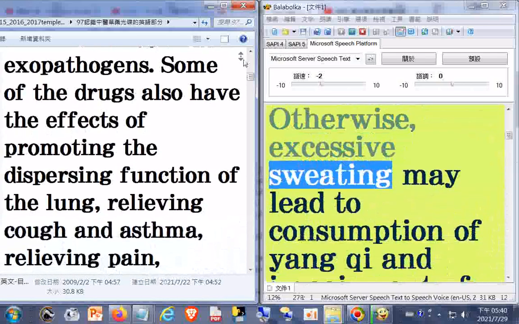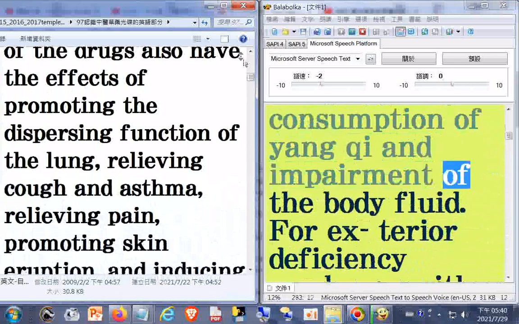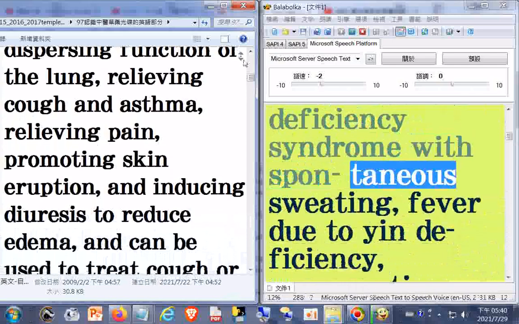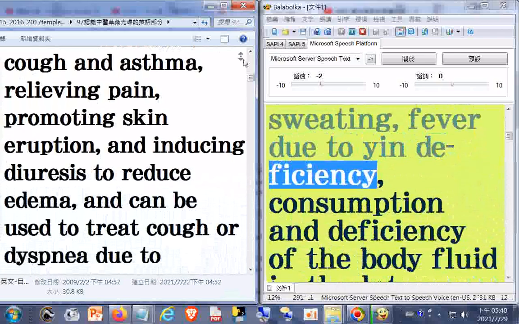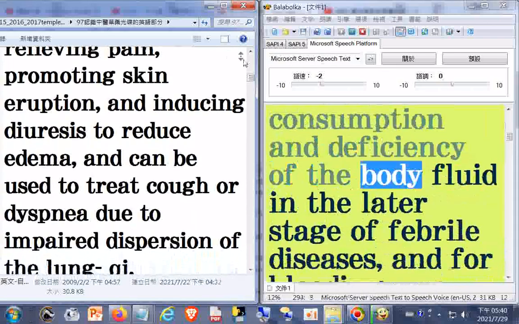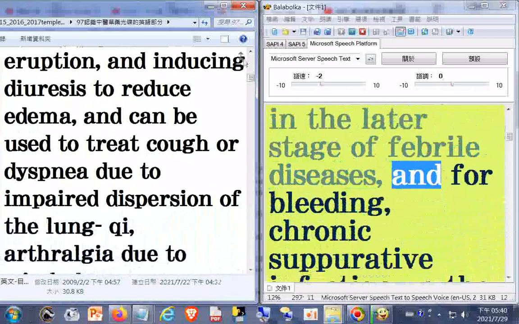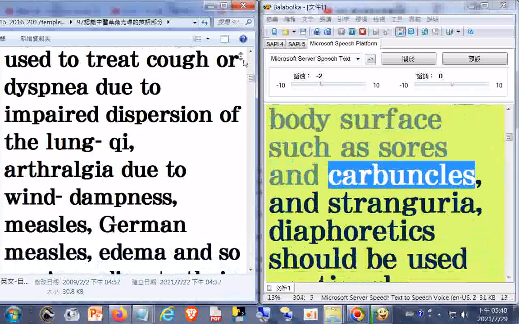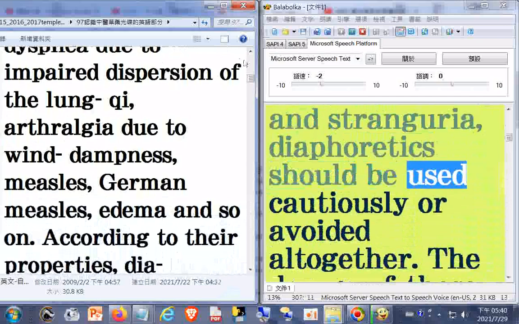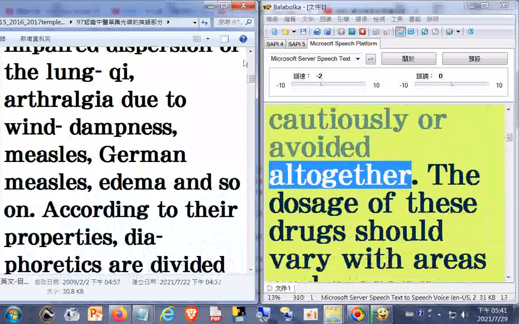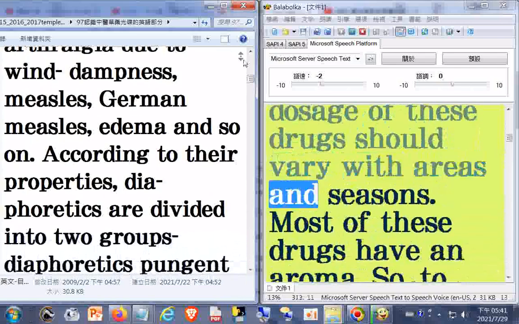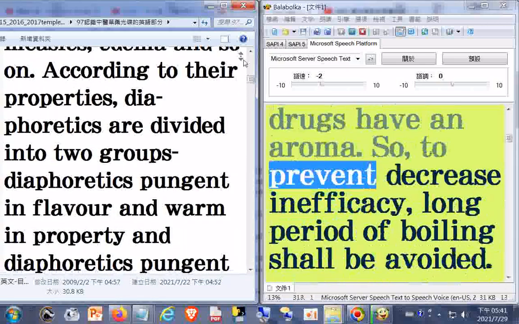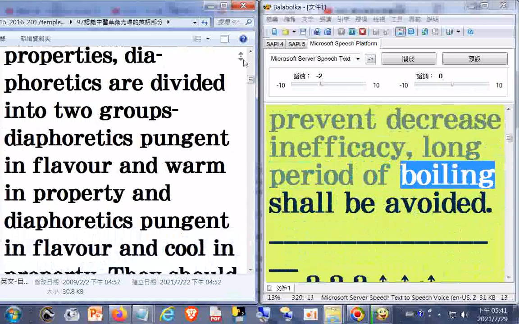Otherwise, excessive sweating may lead to consumption of yang qi and impairment of the body fluid. For exterior deficiency syndrome with spontaneous sweating, fever due to yin deficiency, consumption and deficiency of the body fluid in the later stage of febrile diseases, and for bleeding, chronic suppurative infection on the body surface such as sores and carbuncles, and stranguria, diaphoretics should be used cautiously or avoided altogether. The dosage of these drugs should vary with areas and seasons. Most of these drugs have an aroma. So, to prevent decrease in efficacy, long periods of boiling shall be avoided.